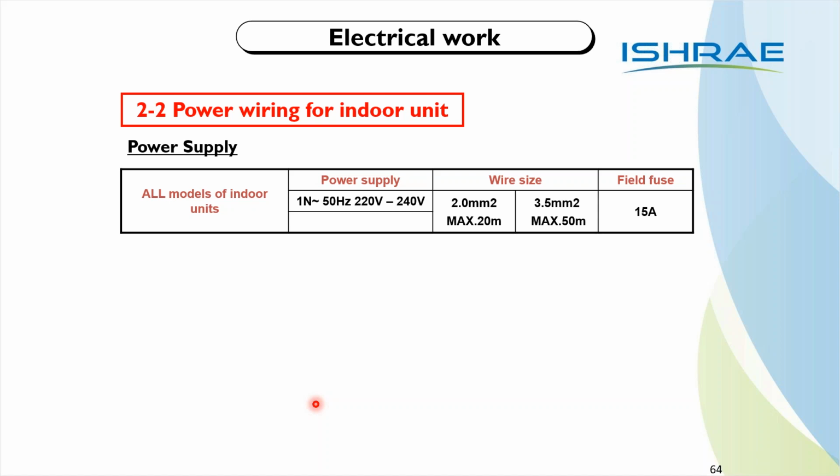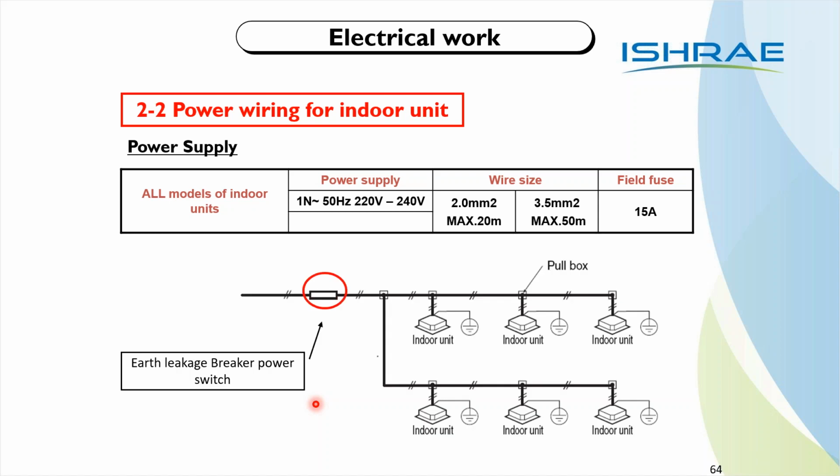Various models will have various capacities. These are some of the sizes that you need to use. Again, it is brand specific, so refer to the owner's manual or operation manual. Give proper earthing to every indoor unit. Do not compromise. Don't have a common earthing for all the units. Make sure that each indoor unit is individually connected to a common header earthing.